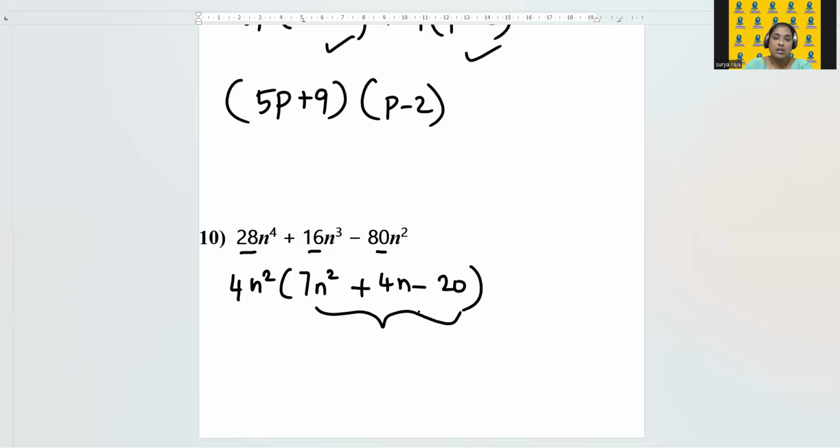Now, we should find the factors of this 7n square plus 4n minus 20. So, same, minus 20 times 7 would be minus 140. And when you multiply, you should get minus 140. And when you add, you should get 4.